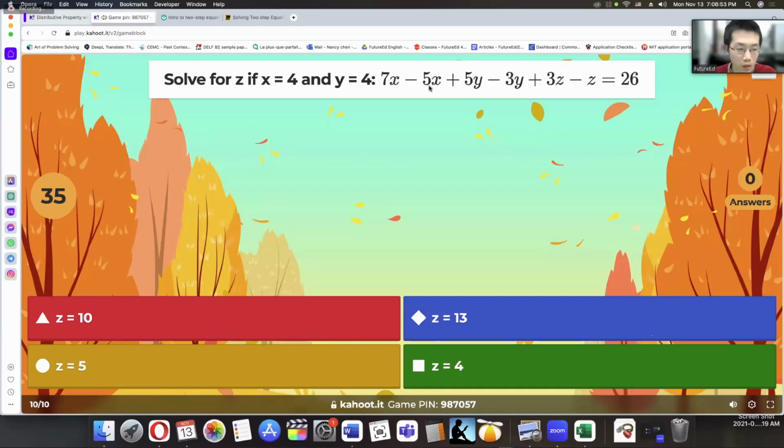Okay, so 7x minus 5x is what? So what's 7 minus 5? 7 minus 5 is 2. So you have 2x. 5 minus 3 is 2. 3 minus 1 is 2. So you have 2x plus 2y plus 2z. You get x plus y plus z is 13. Okay? And I'll just give it to you, z is 5.